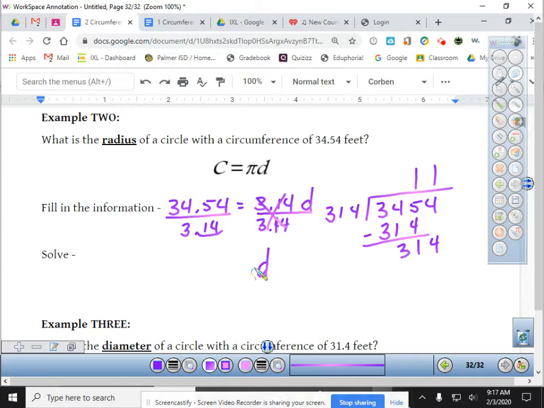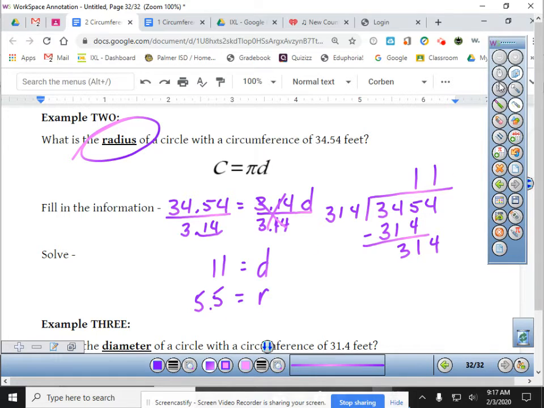So what does the diameter equal? 11. What's it asking for? The radius. What is the radius? 5.5. Good? Everybody cool?